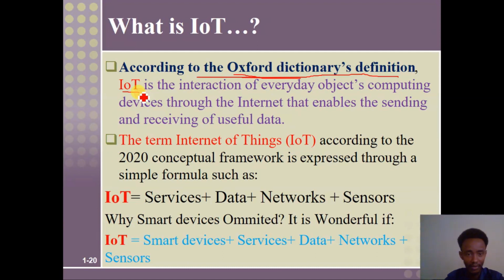The Oxford Dictionary defines the IoT in such a way: the interaction of everyday objects and computing devices through the internet that enables the sending and receiving of useful data.